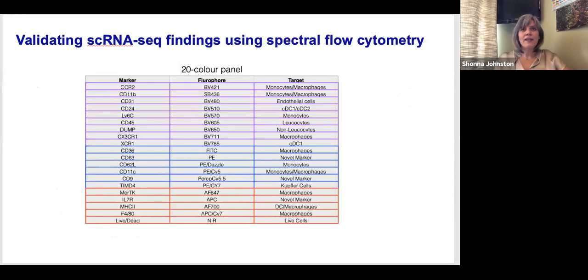This last panel here is quite a nice 20 colour panel that Diana from our institute was working with. She actually gave a talk at Cyto last year, and it was all about validating our single cell RNA sequencing results using spectral flow cytometry.